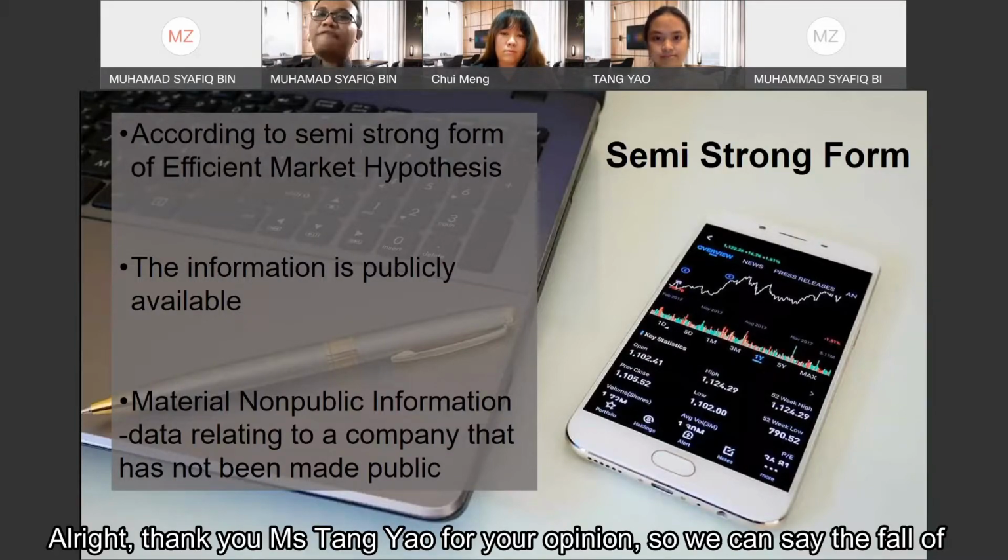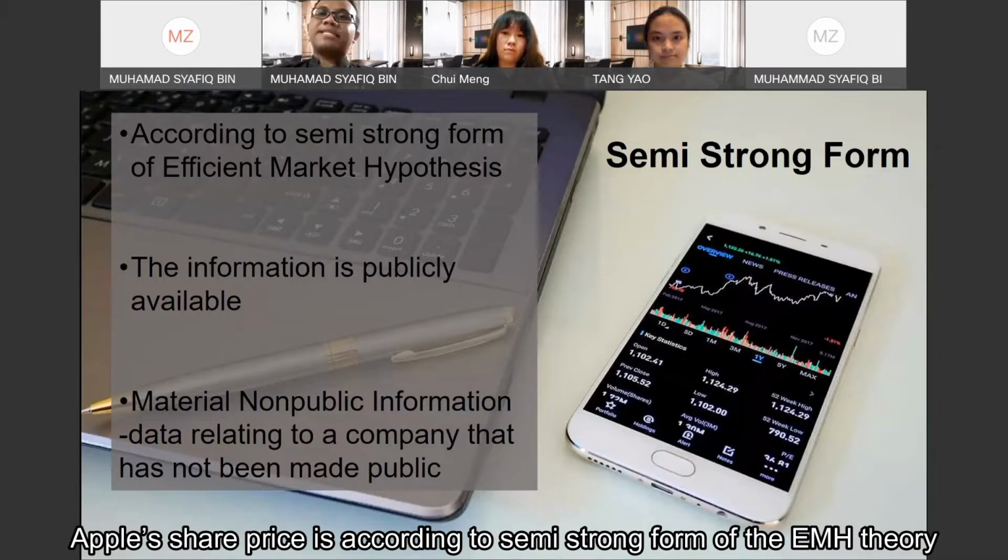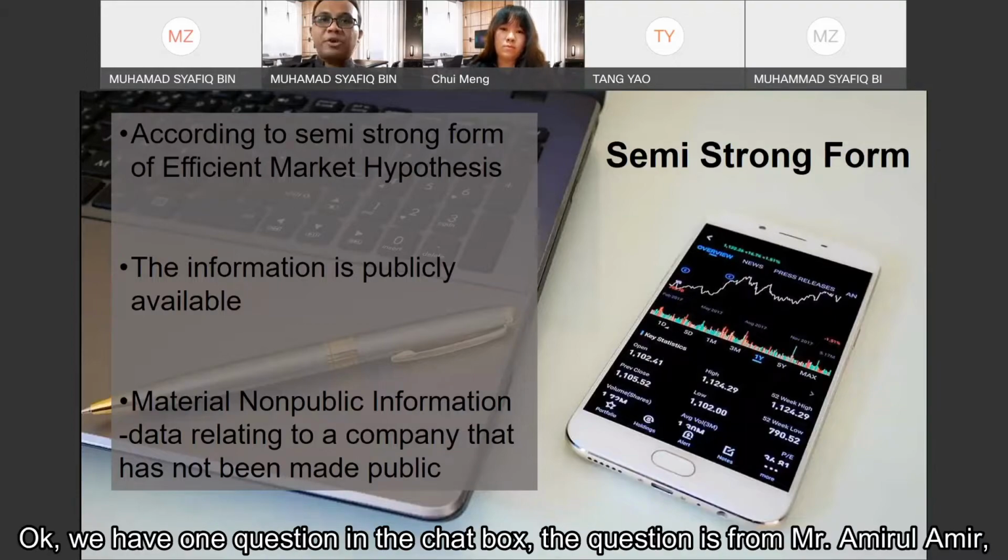All right. Thank you, Ms. Tang Yao, for your opinion. So we can say the fall of Apple's share price is according to the semi-strong form of the efficient market hypothesis theory. Okay, we have one question in the chat box. The question is from Mr.